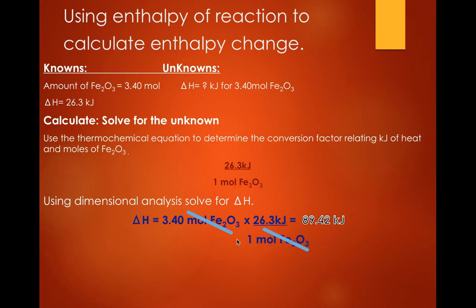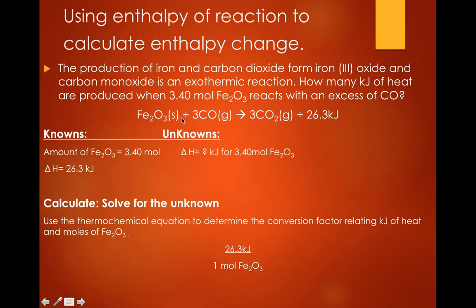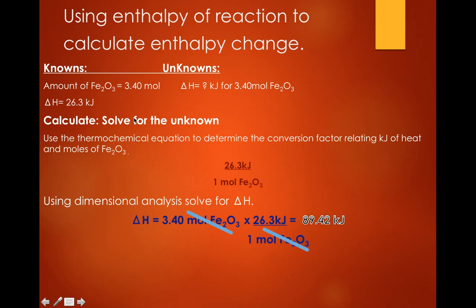agree, right? So 3.4 moles of iron 3 oxide, and then using our balanced equation, which was right here, we have 1 mole of iron 3 oxide. And we had that ratio, 1 mole of iron 3 oxide contains 26.3 kilojoules. So as we see in box 1 and 3, our units agree, so they're going to cross cancel.